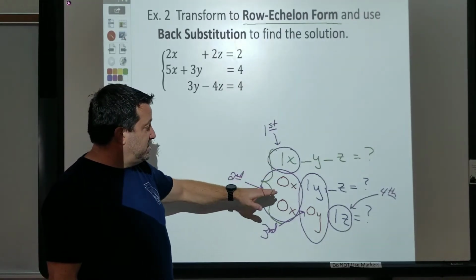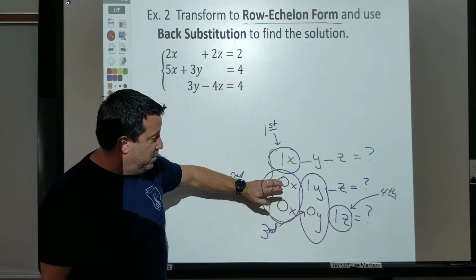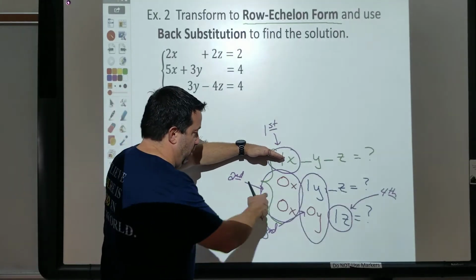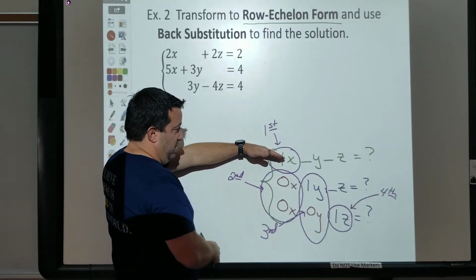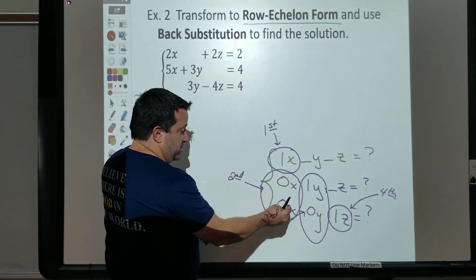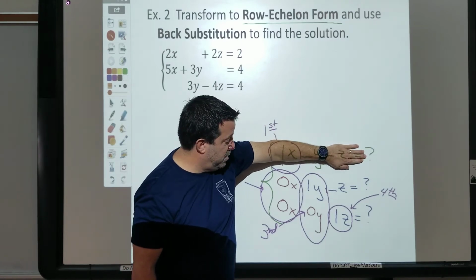Then, to get these zeros, you're going to use equation 1 and the other equation that you need to get a 0 here. You're going to use this equation and one of the other ones to get these to be zeros. Once you're done with this column, you get a 1x here, a 0x here, and a 0x here, you're no longer going to use that first equation anymore.